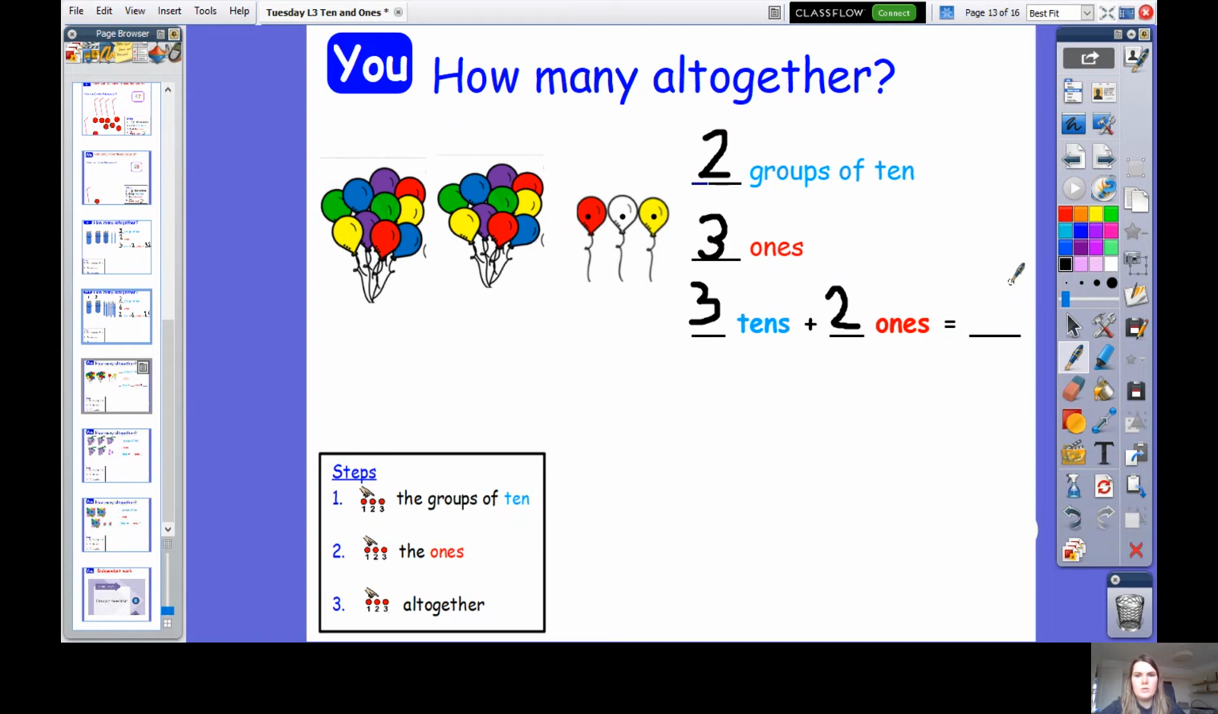What's wrong? Oh, I need to write them right next to the right thing. Have I got 3 tens? No, I don't have 3 tens. And 2 ones? No. Thanks for checking, everyone. How many tens have I got? 2 tens. Very good. How many ones have I got? 3 ones. When I put them all together, it becomes 23.